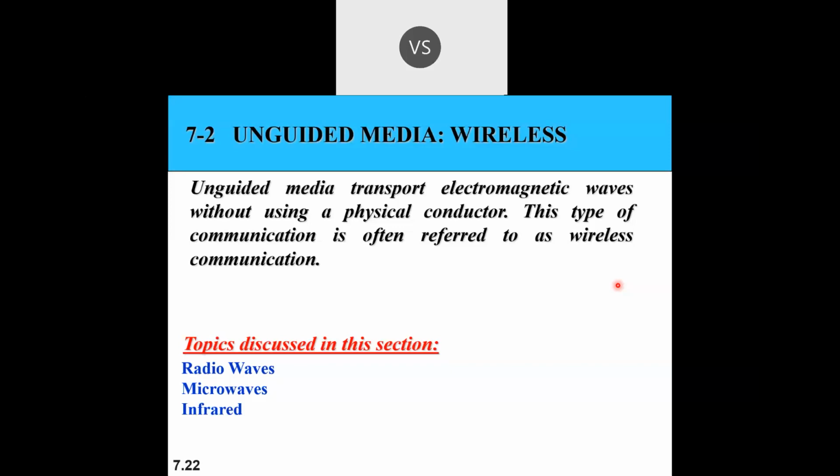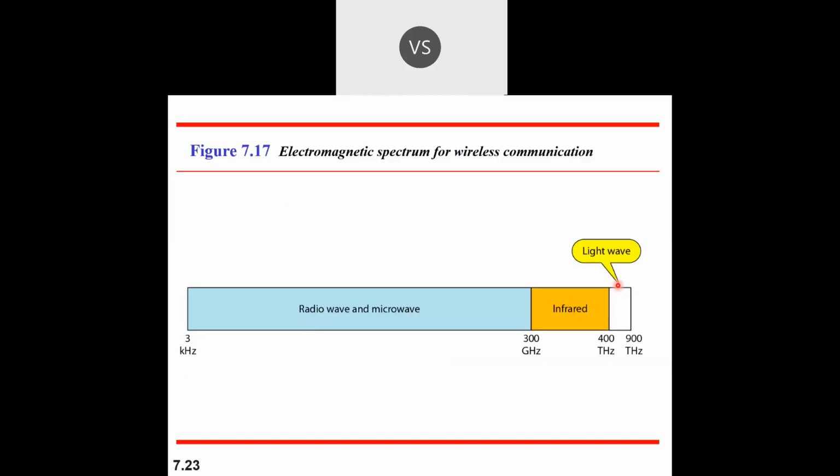In waves, it means there is a frequency which can be sent through the air. That's radio waves, microwaves, and infrared waves. This is a particular range of the electromagnetic spectrum. From 3 kilohertz to 300 gigahertz is known as radio wave and microwave. Up to 300 gigahertz, it is radio wave and microwave.